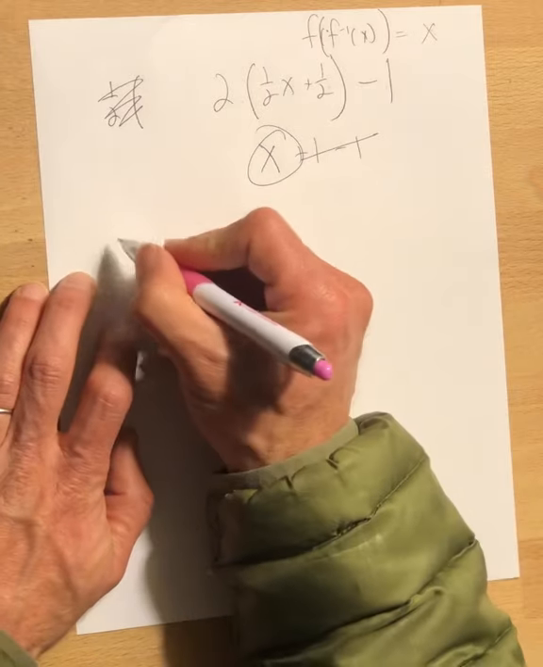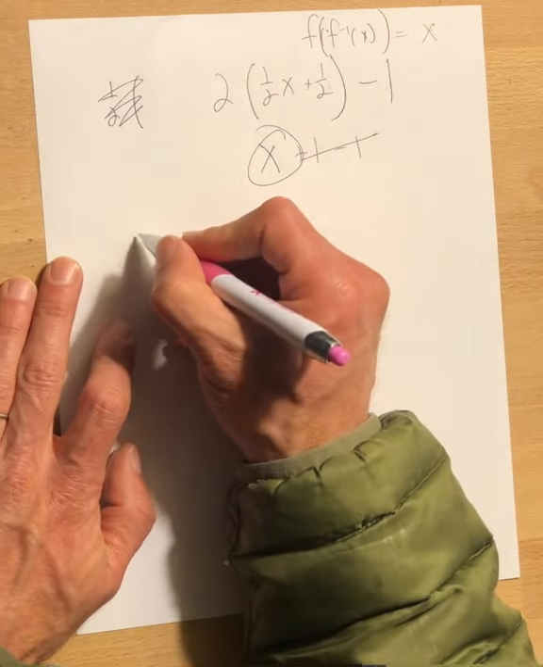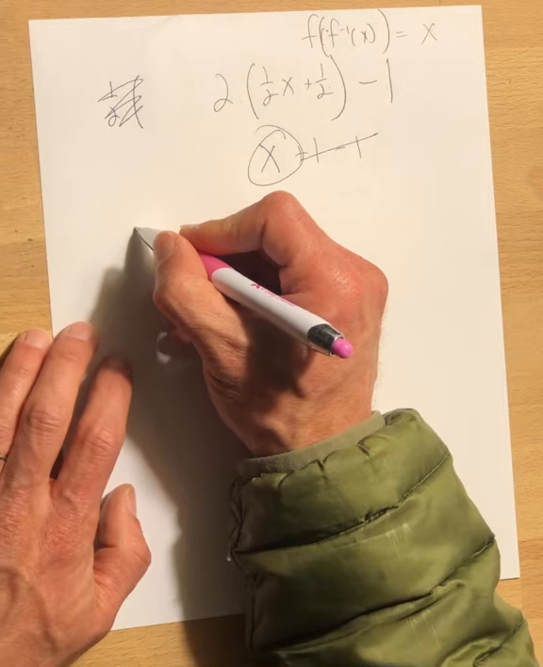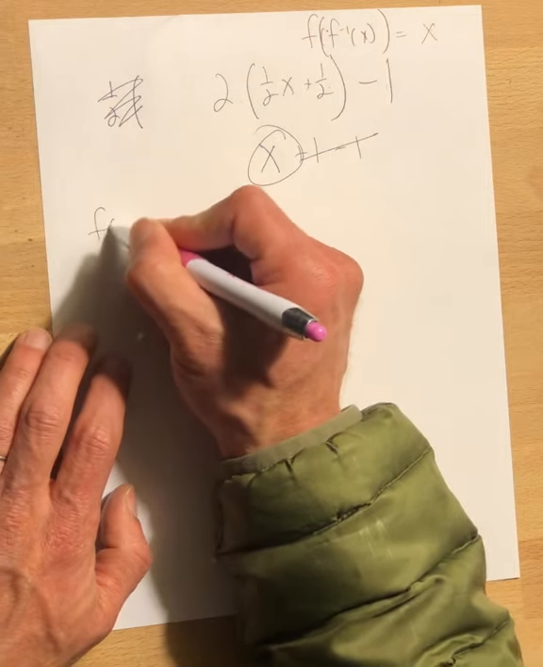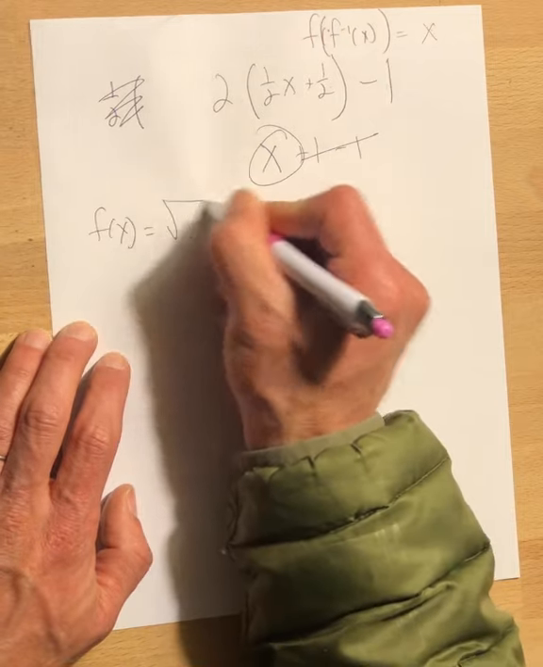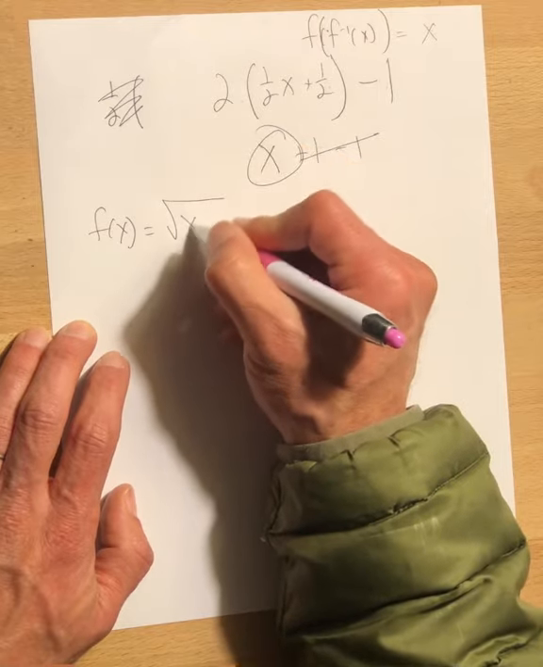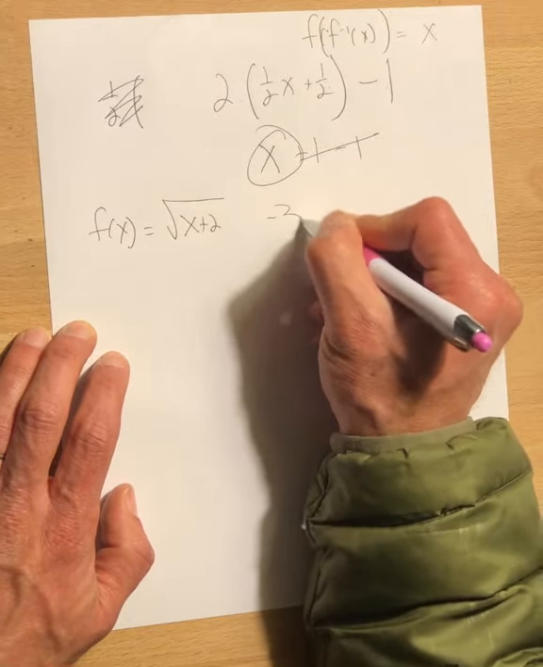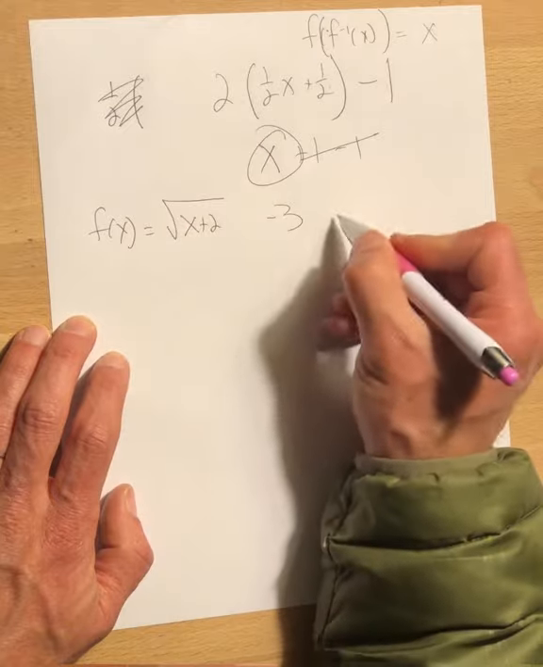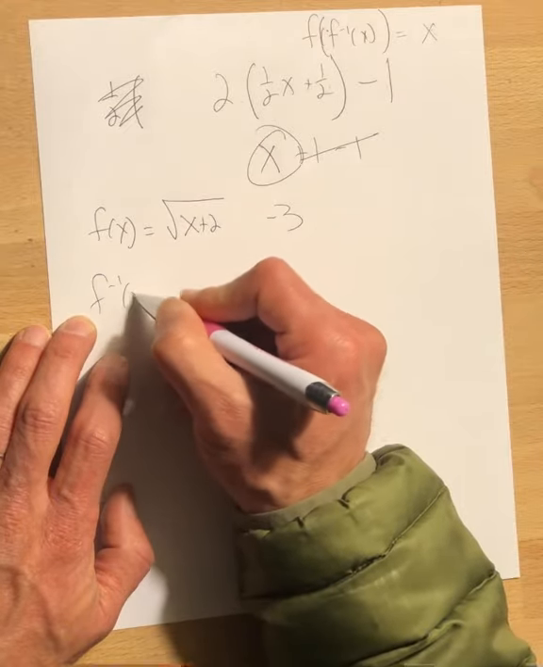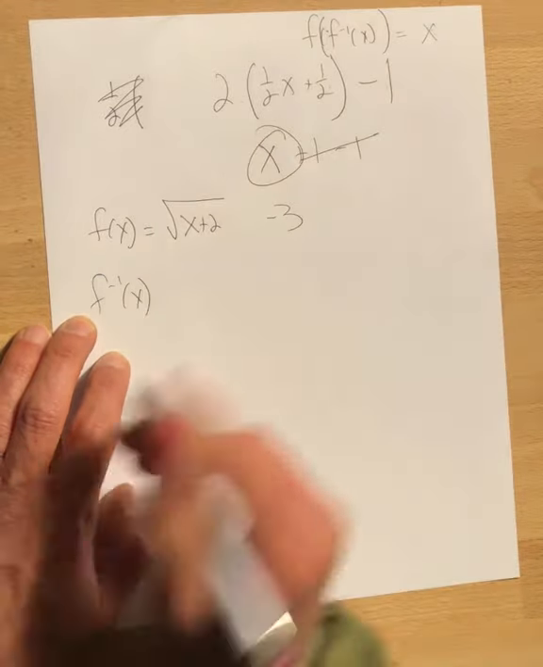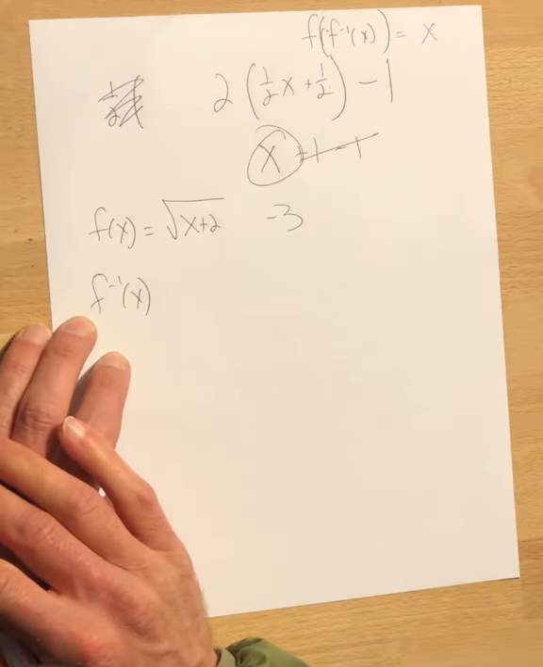Okay, let's look at the second example question. Let's take 2 more functions. f of x equals the square root of x plus 2, and then minus 3. And now it wants me to find the inverse of f of x. Let's pause the video and see if you can flip the x and y and solve back for the y.